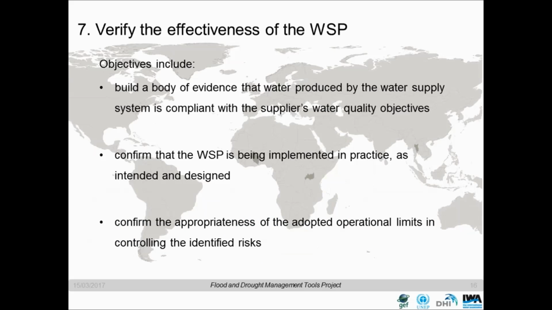Step 7 of the WSP approach is the verification of the effectiveness of the WSP, and here the team aims to build a body of evidence that water produced by the water supply system is compliant. The team also confirms that the WSP is being implemented in practice as was intended. The output of the step is to have procedures that verify that the WSP is working effectively and that water being delivered to the customers will meet the health-based targets the team has set. Actions involve compliance monitoring, consumer satisfaction surveys, and auditing.